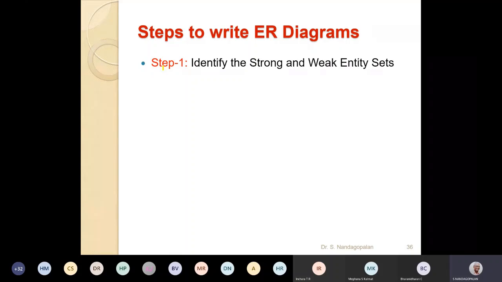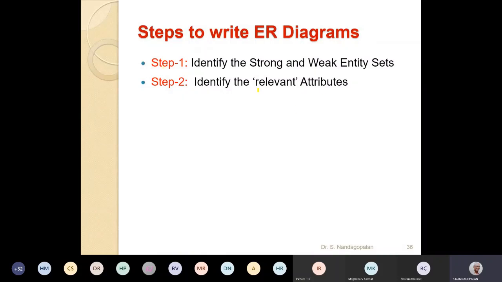How to identify? That's a different question. I'll answer that later. Simply I say identify the strong and weak entities from the requirements, but you may ask the question of how to identify, right? Anyway, you need some common sense plus some knowledge about all these database concepts. Next step is to identify the relevant attributes.